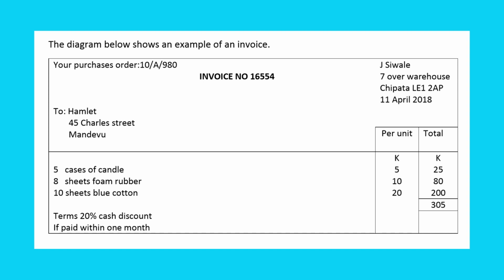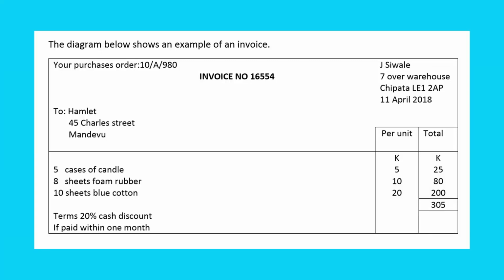Then it was going to the buyer. The buyer there we have Hamlet, and his address is 45 Charles Street, Mandevo. Then we have the unit there, then we have the total. So looking at the details, we have 5 cases of candle. So per unit it's 5 kwacha.